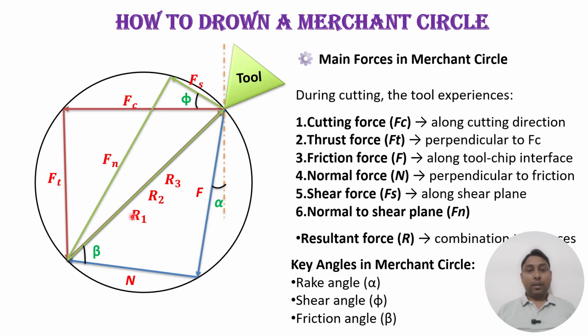Then you have to draw the thrust force that is perpendicular to the cutting force. Then you have to meet the thrust force and cutting force, and you have got the resultant two. Then in the perpendicular direction of the shear force, you have to draw the normal force. Then by meeting the shear force and normal due to shear, we get the resultant third. In this way, we are able to draw the merchant circle. Thank you.